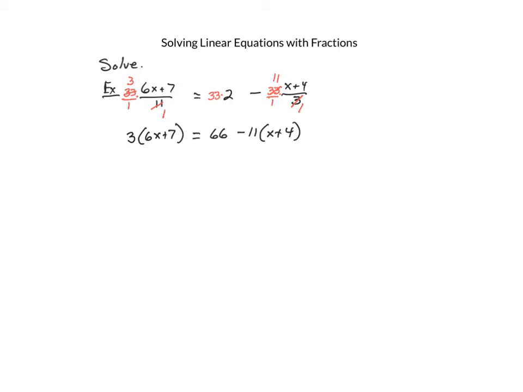And let me point out that here is a negative sign, and that needs to be distributed. Not distributing negative 11 is a common mistake. So if we do our distribution, we'll get 18x plus 21 equals 66 minus 11x minus 44.